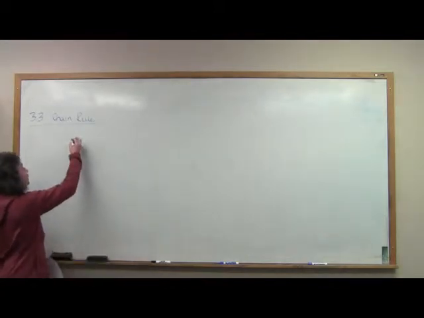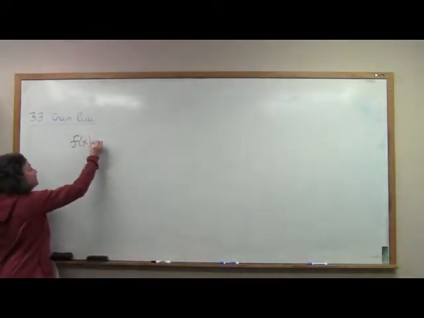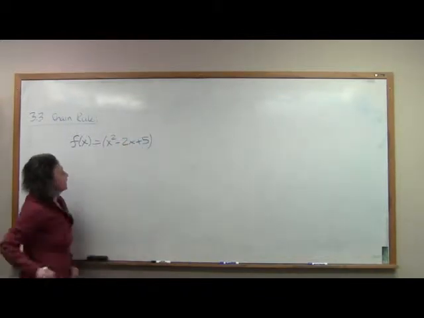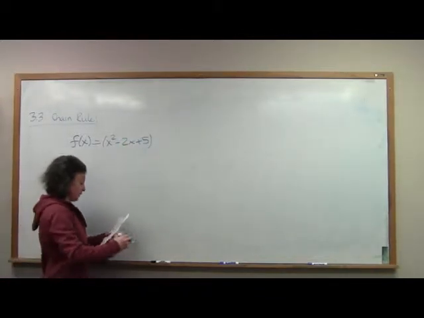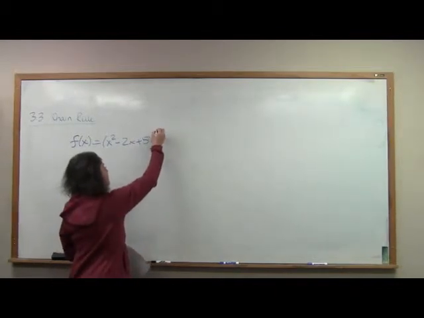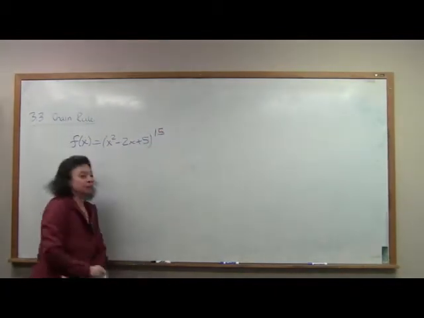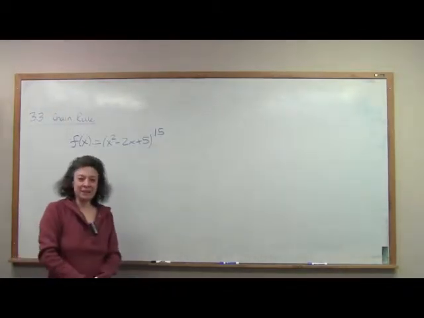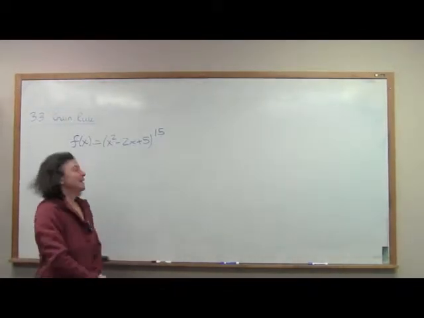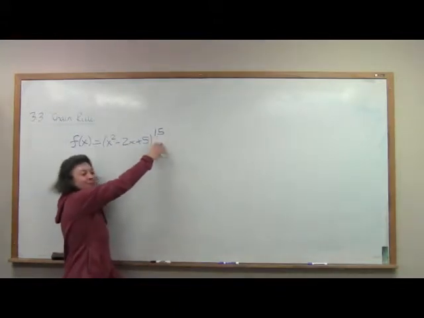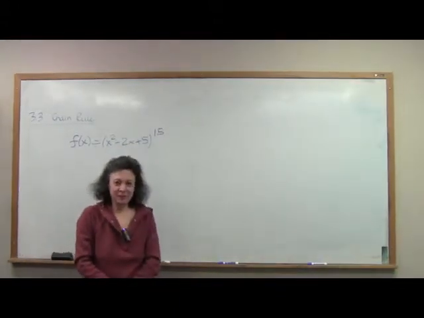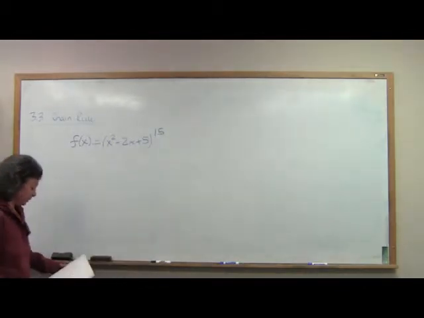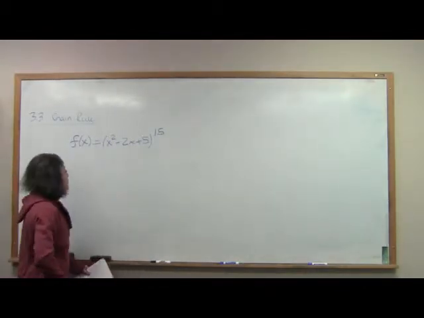To motivate this, suppose we want to take the derivative of something like (x squared minus 2x plus 5) raised to the 15th power. My hope is that there is no way that you would want to multiply out this polynomial raised to the 15th power. But that is something that we're interested in computing the derivative of.